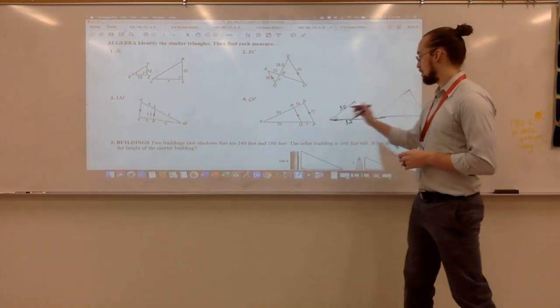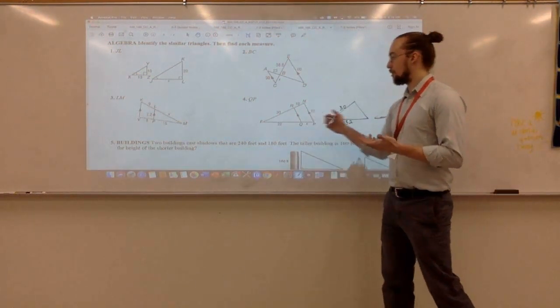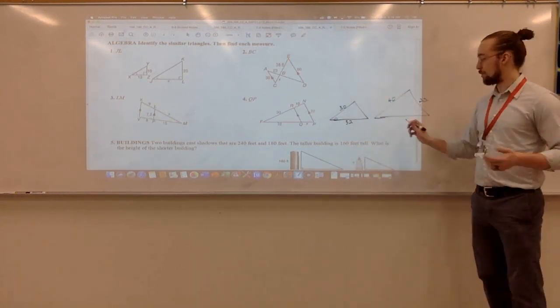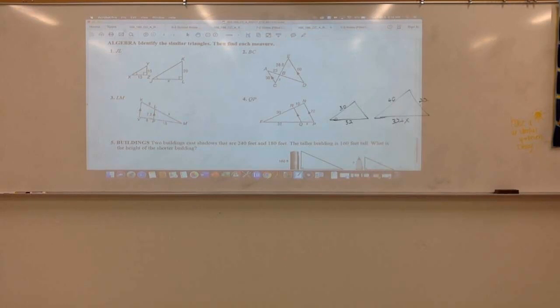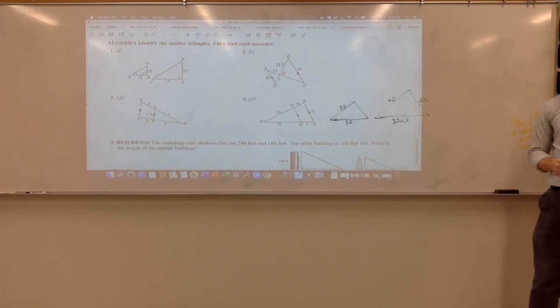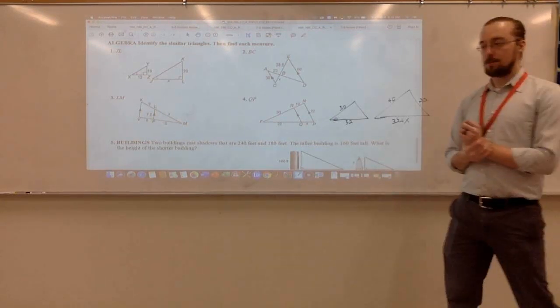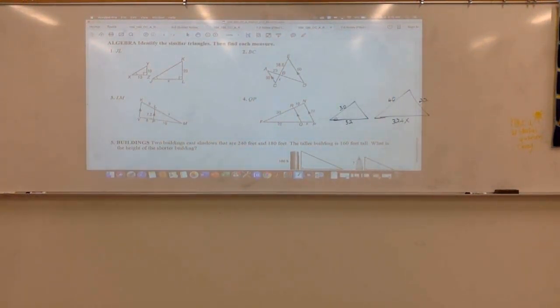the sides, I know this side would be 22. What would the length of this entire side be? 40. And then the length of this side, 32 plus x. So then it's much easier to see what sides we can set up in our proportion. Questions? All right, let's take a few minutes then and try a couple of these. Remember, first, identify the similar triangles, so write a similarity statement. Then, set up and solve a proportion.